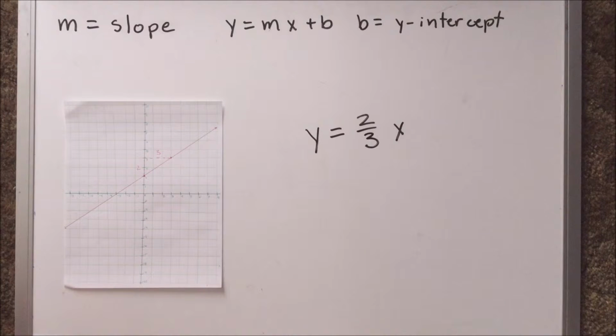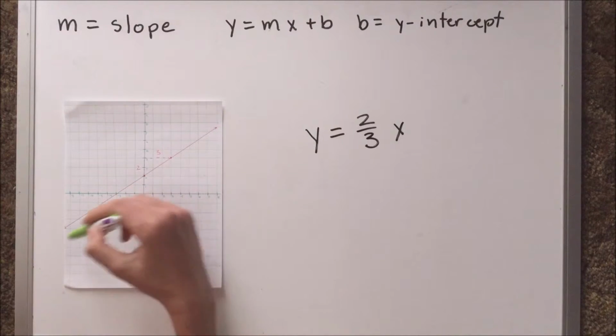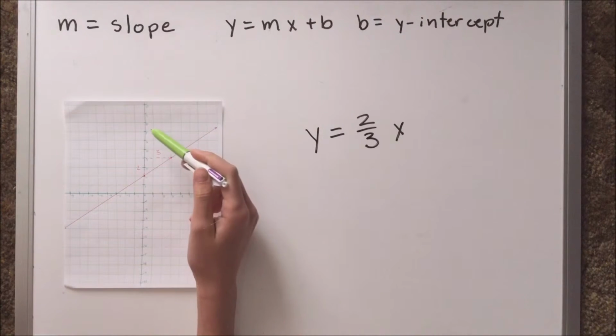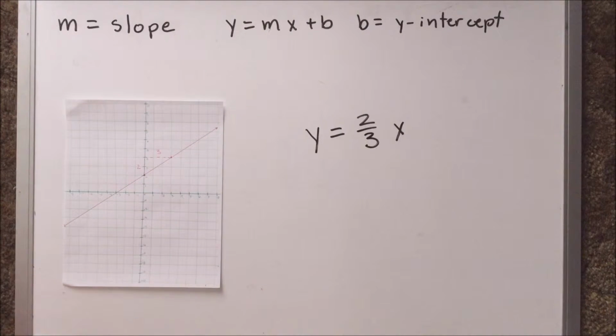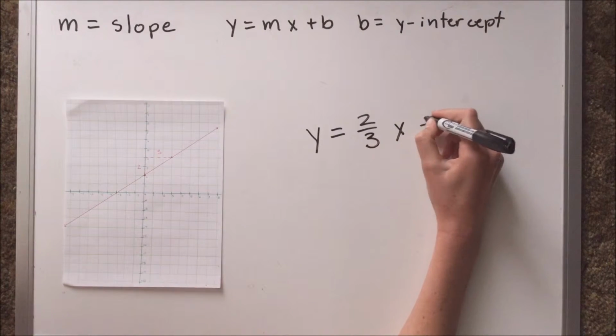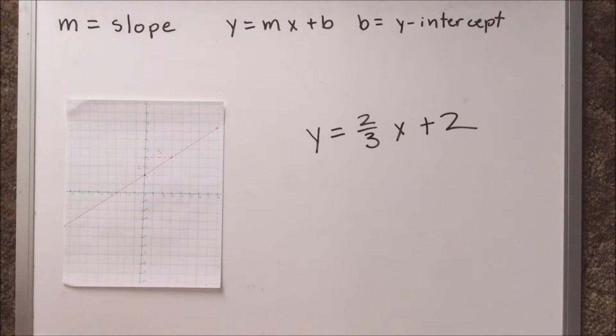The next thing we want to do is find our y-intercept. The y-intercept is where the line crosses the y-axis. So our y-intercept is right here at 2. So it would be plus 2.